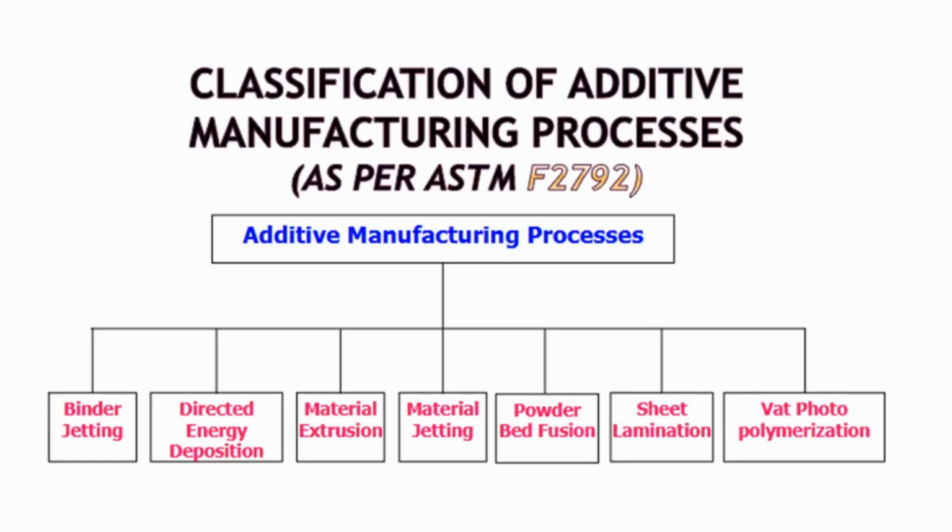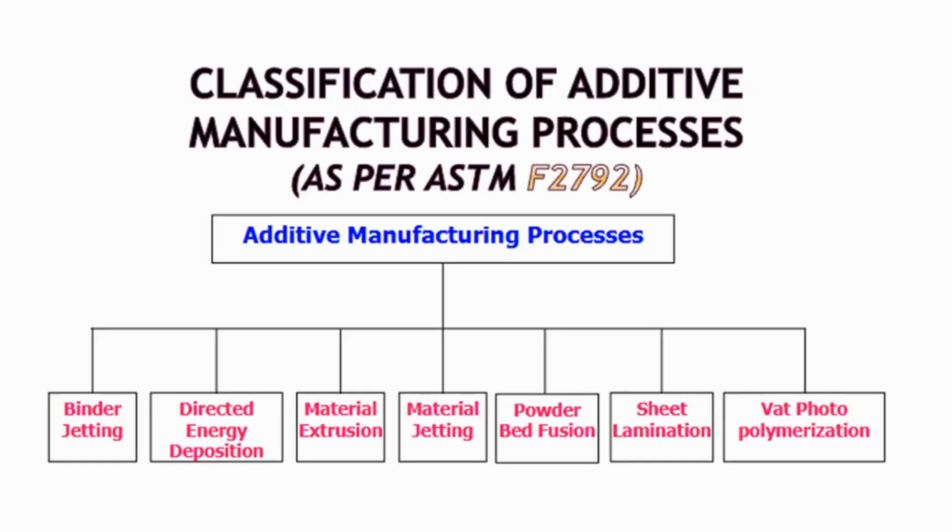Binder jetting means there is a powder material in the bin, or a layer deposited on the platform, and there we deposit the binders in the form of droplets, so that we call the binder jetting process. Let us complete this and then I will go to another PPT. The next one is material extrusion, which is there in our syllabus.